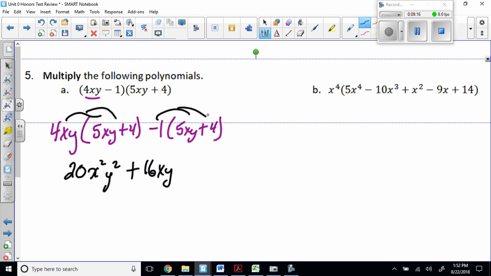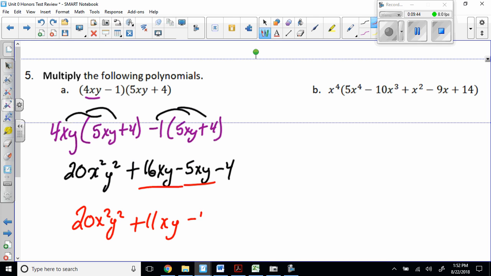And then we've got negative 1 times 5xy, which becomes negative 5xy. And then negative 1 times 4, which is negative 4. Ladies and gentlemen, x to the first, y to the first, and x to the first, y to the first are like terms. Add their coefficients. So when you do that, it gets you this. That's what? Thank you. My adding skills are pretty weak today, so I need your help. A little bit to be desired there.